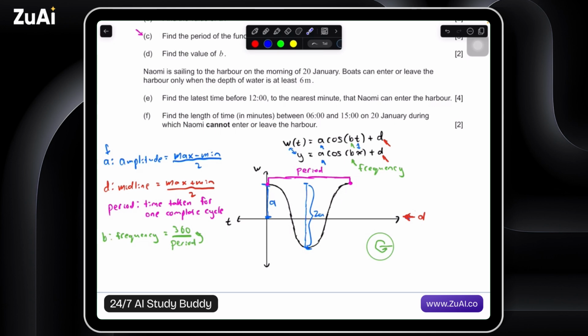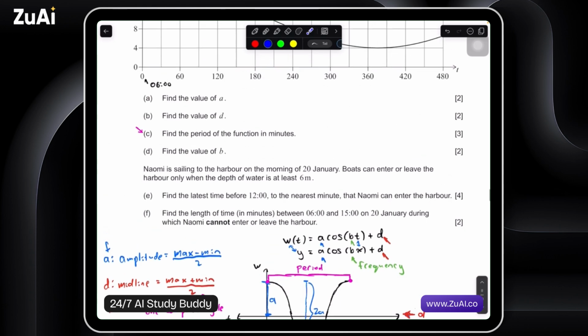All right, so once again, none of this is in the formula booklet. None of these formulas are in the formula booklet. We have to remember what they are. D, the midline. A, the distance from the midline to its maximum point. Period, time taken for one cycle. And then frequency, probably the most challenging of all, how many cycles fit into 360 degrees.